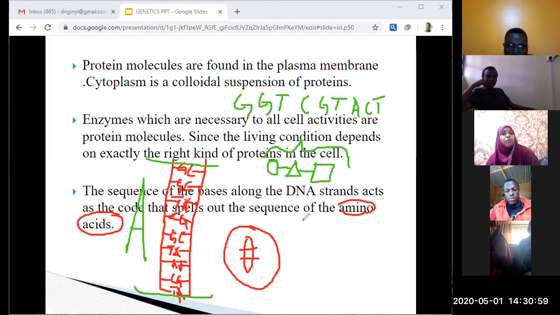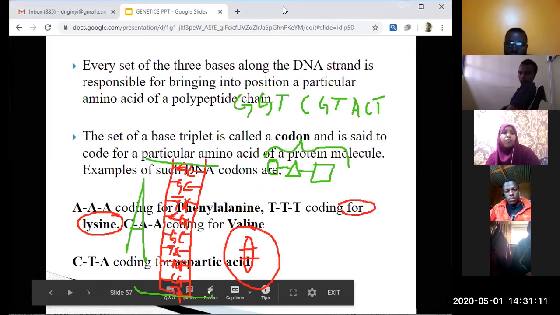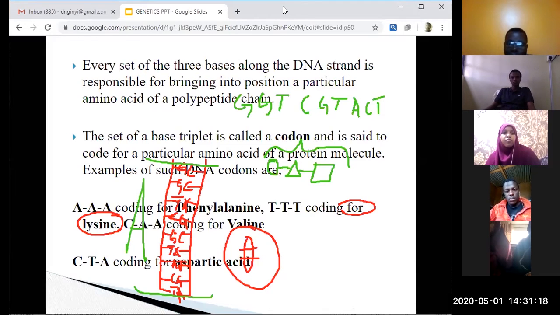Maybe if you look at what we have in the next slide. I need to clear this so that at least you can be able to see.